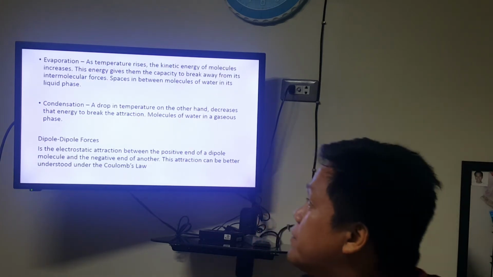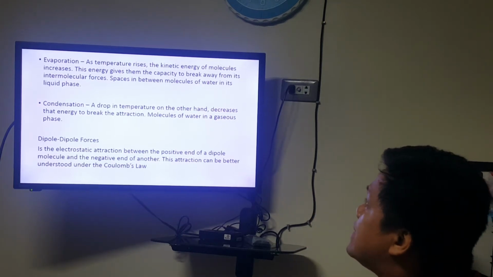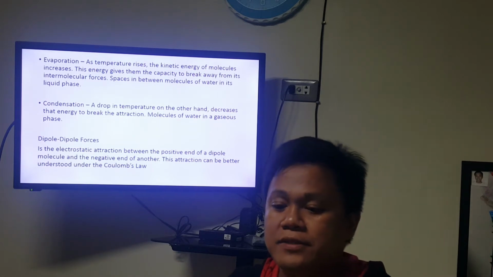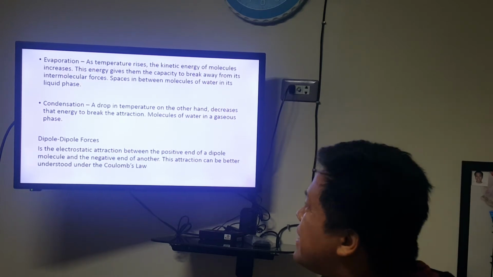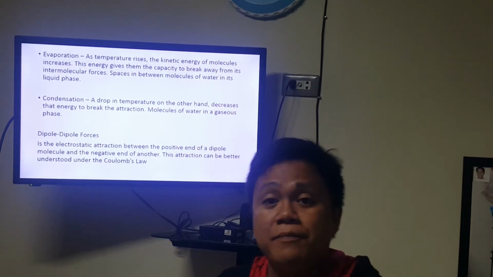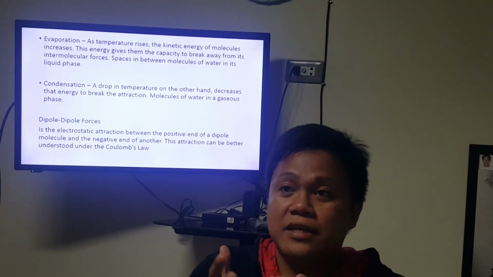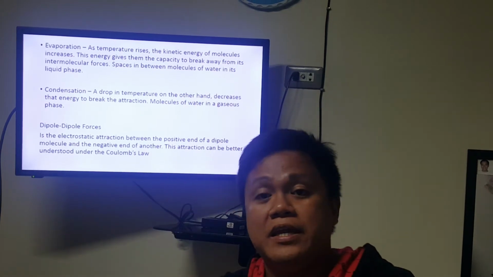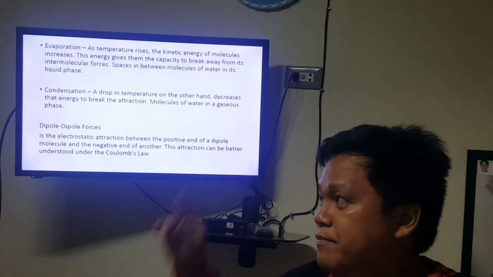So these are evaporation and condensation. In evaporation, as temperature rises, the kinetic energy of molecules increases. This energy gives them the capacity to break away from their intermolecular forces, the spaces in between molecules of water in its liquid phase. So what is an example of evaporation? When you boil water, the liquid water evaporates when you heat it. That would be the evaporation.